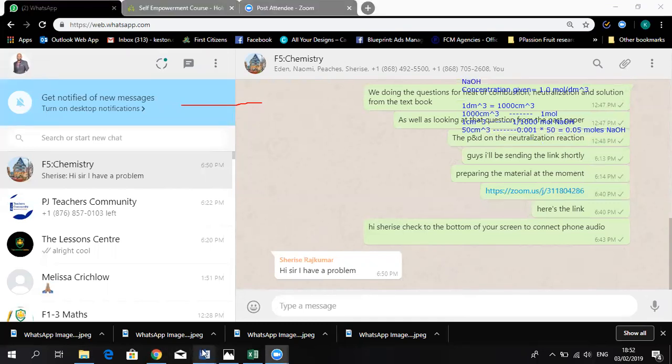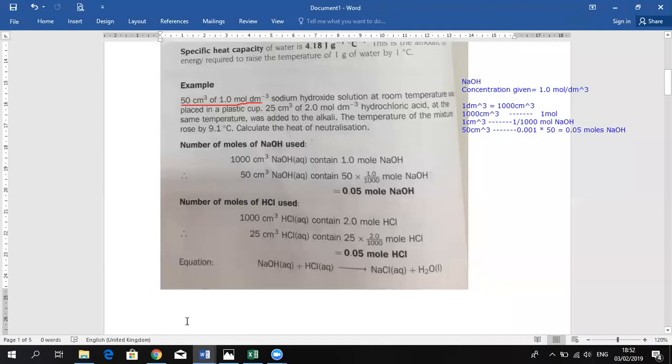Right. So where were we? Right. So we're looking at this example here, right? And what I was saying is that to get started, we're looking at this first bit here. It says 50 cm cube of 1 molar sodium hydroxide solution at room temperature was placed in a plastic cup, and 25 centimeter cube of 2 molar hydrochloric acid at the same temperature was added to the alkali. The temperature of the mixture rose by 9.1 degrees Celsius. Calculate the heat of neutralization.